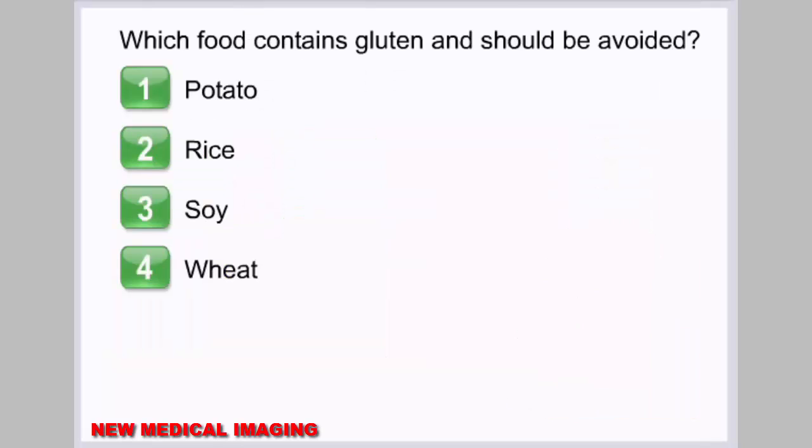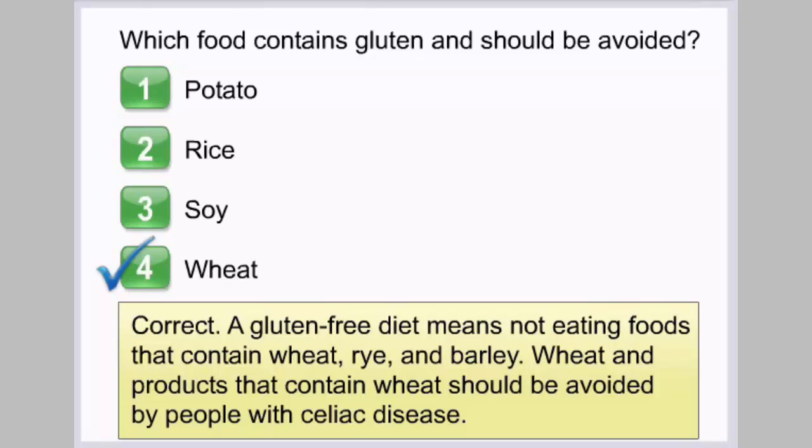Which food contains gluten and should be avoided? Choose one of the following options. 1. Potato. 2. Rice. 3. Soy. 4. Wheat. Correct. A gluten-free diet means not eating foods that contain wheat, rye, and barley. Wheat and products that contain wheat should be avoided by people with celiac disease.